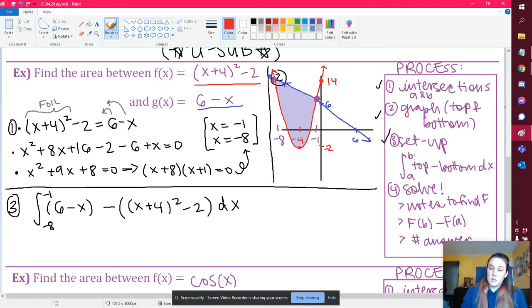I didn't write it here, but it's very important. We should have parentheses around these, right? I want this to distribute to all of these correctly. And so to do that, we need to make sure that those parentheses are around our top function and our bottom function.